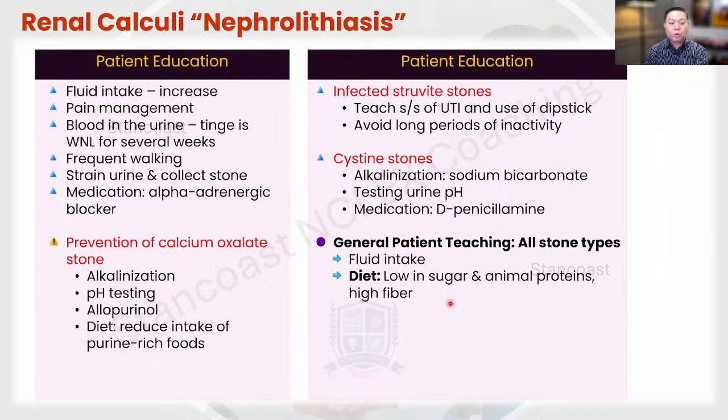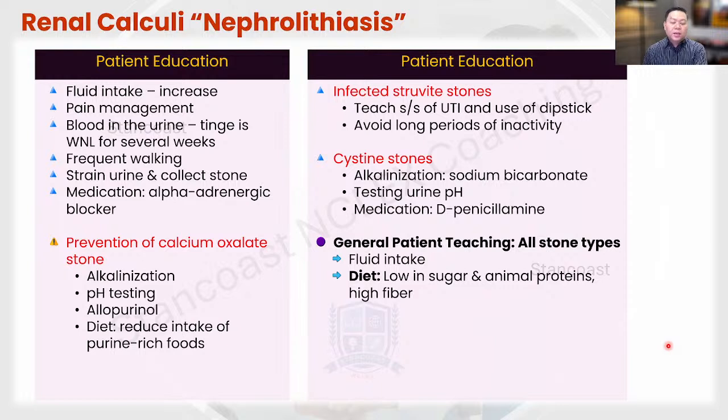And their diet will be low in sugar. Why? What is the rationale that in the general population, for those people with a different type of stones, sugar should be lessened or restricted? And why is it that animal proteins will also be reduced? And also, we are encouraging high fiber. So again, diet low in sugar and animal proteins. Why?